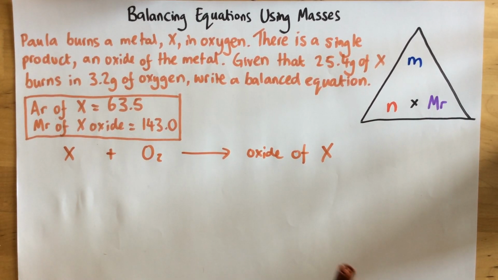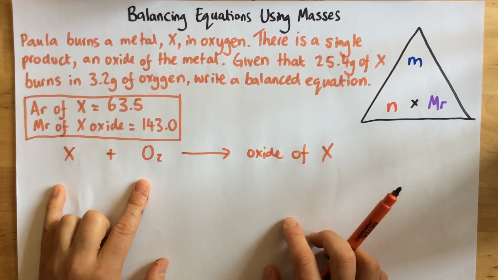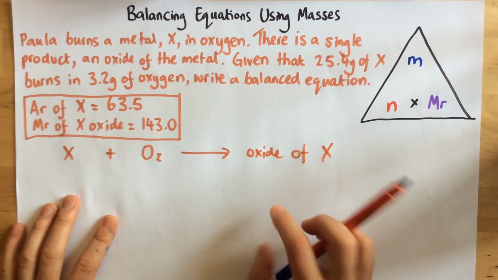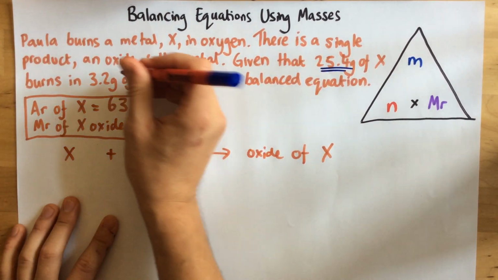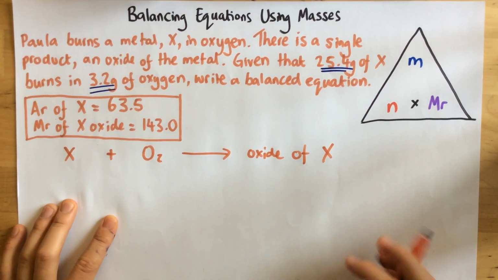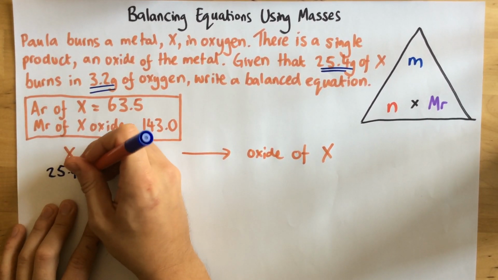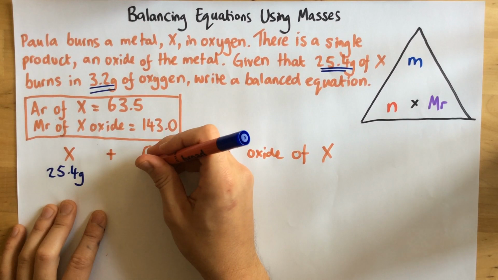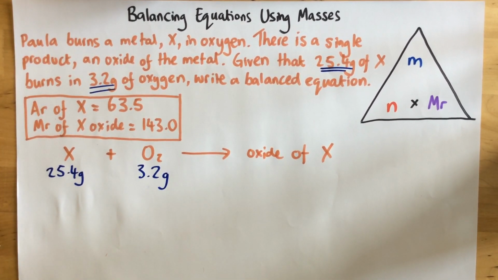So my next step, what I have to do is write down the other information I have about the masses. So I know I've got 25.4 grams of X and 3.2 grams of oxygen. So just underneath each one, so I know which mass is applying to which one, I'm just going to write them underneath, 3.2 grams.